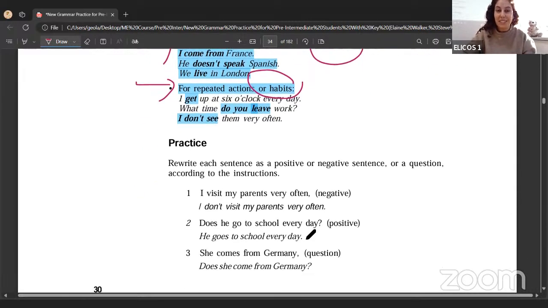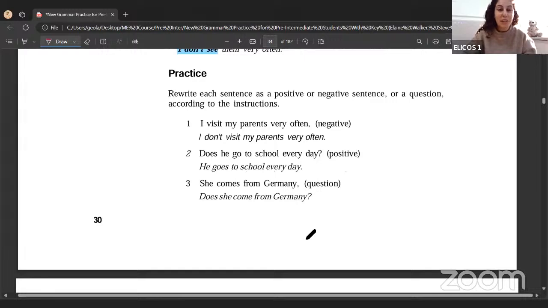Remember, we're only doing the present simple for now. So let's rewrite each sentence as a positive or negative or as a question. So let's have a look. The first one, we'll start with Peter. I'll do the first one because I think they did it. So: I visit my parents very often.